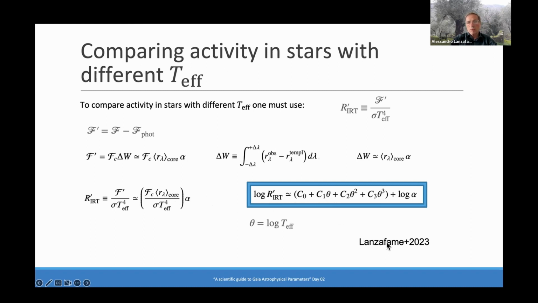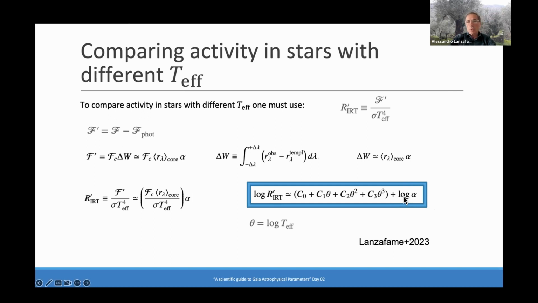The coefficients can be found in the accompanying paper, Lanzafame et al., that I think will be officially published in 2023, although it has been out as an arXiv paper for many months now. So you can use the alpha we provide in the table.